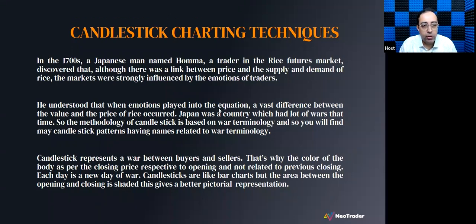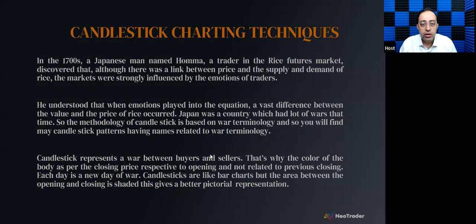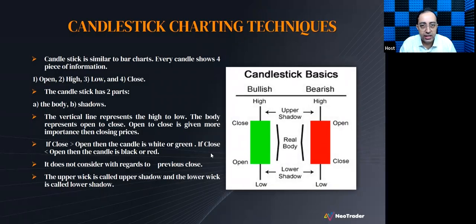Now, when you try to understand the candlestick pattern, you have seen that there is a red body candle, there is a green body candle, and they are basically connecting the open, high, low, close. And they are ensuring that you are getting a very good idea about what is happening.